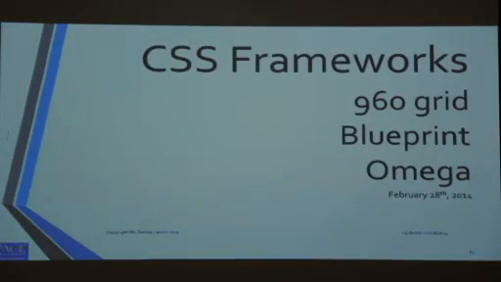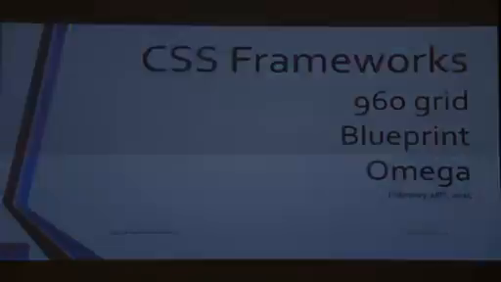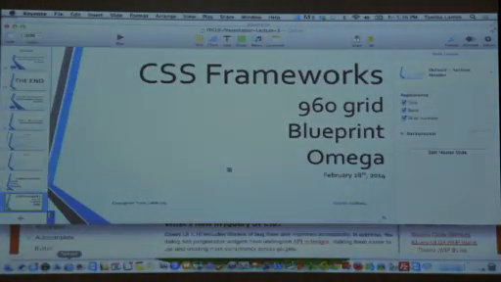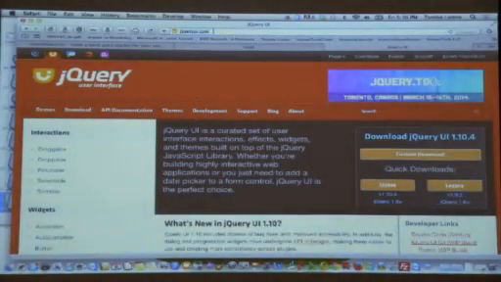And CSS frameworks. So we have 3 here basically that I just mentioned. That's 960 Grid, Blueprint, and Omega. These are CSS frameworks that make laying out your pages with CSS a lot easier than if you have to do everything by hand. There are other ones that I didn't mention here, like Sass and Less. These are also very good and very powerful CSS frameworks. You can check all of these on the web and learn more about them.